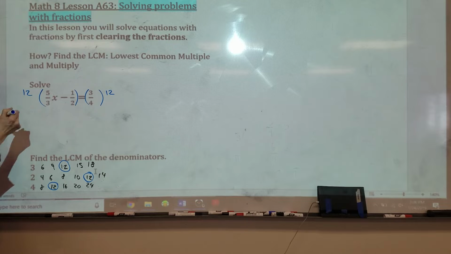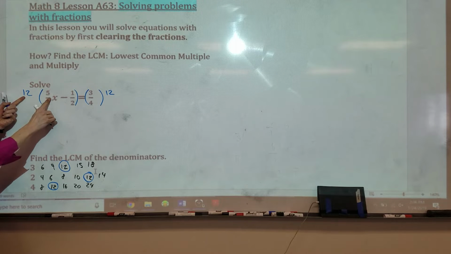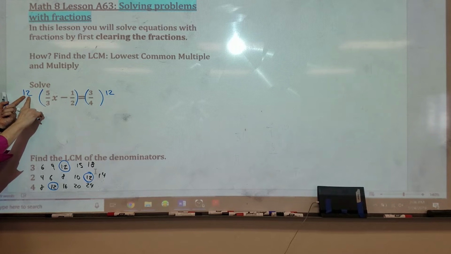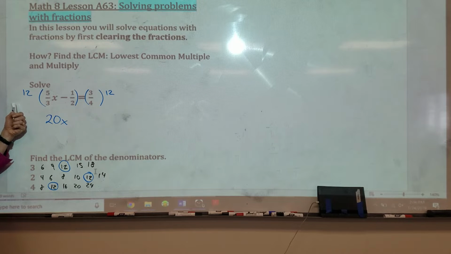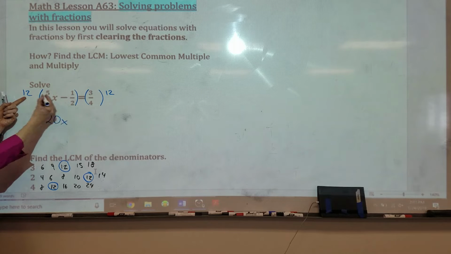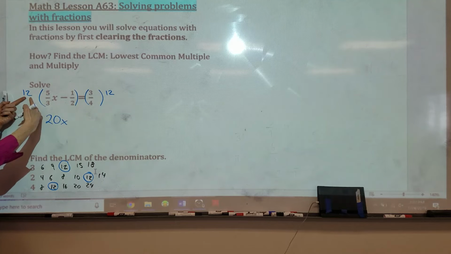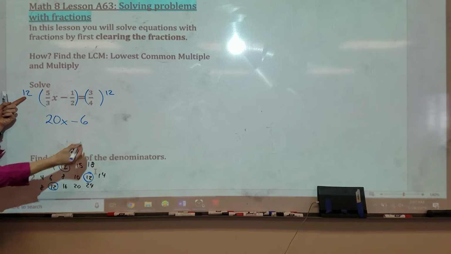So the mental way, I would distribute the 12 to this one and to this one. So I would go, hey, my 3 would divide into 12 4 times. 4 times 5 is 20. I just got rid of the fraction. That's skipping a little bit of steps, but if you can follow, here's the advanced way. 12 times 1/2, well, what's 1/2 of 12? That's 6, right? Or think 2 goes into 12 6 times. So you got minus 6.